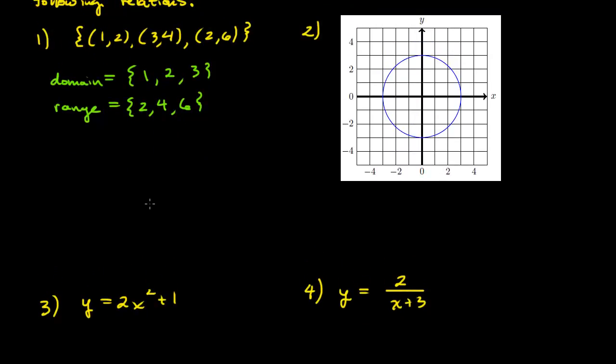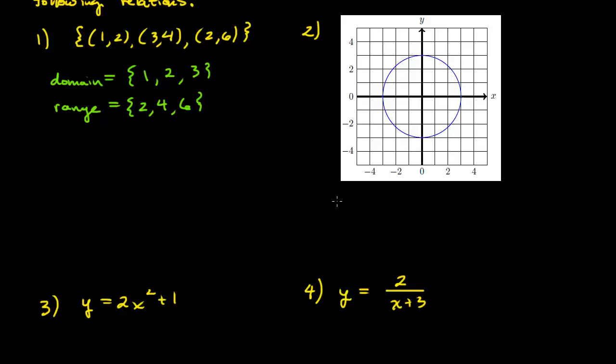Okay, so next in example 2, instead of having a set of ordered pairs, we have a graph of some relation. It's actually the graph of a circle. So we're asked to write the domain and range of this relation. So notice that all of my x values go between, and include, -3 to +3. So I need all of the real numbers between -3 and +3. So how do I denote that? Because I can't list out values like I did in example 1.